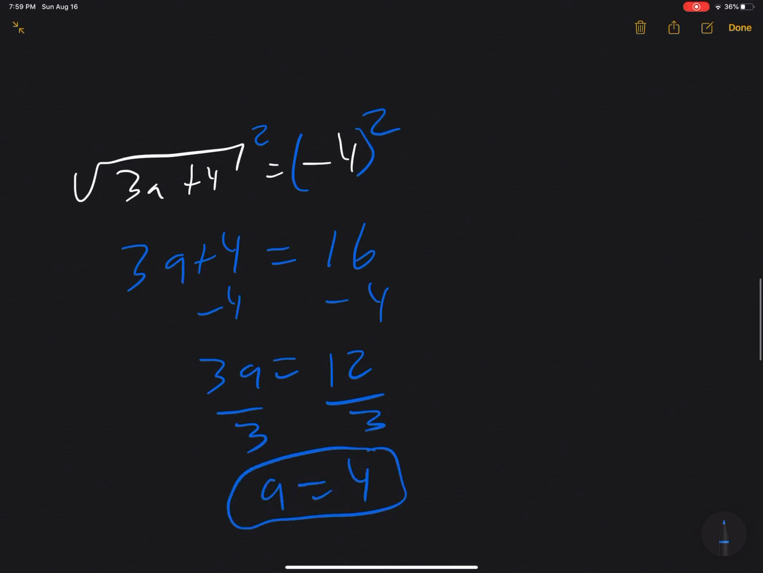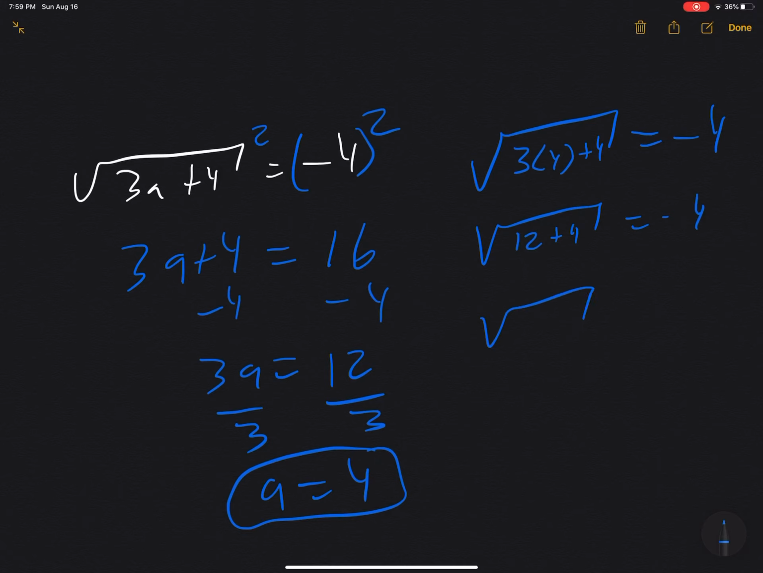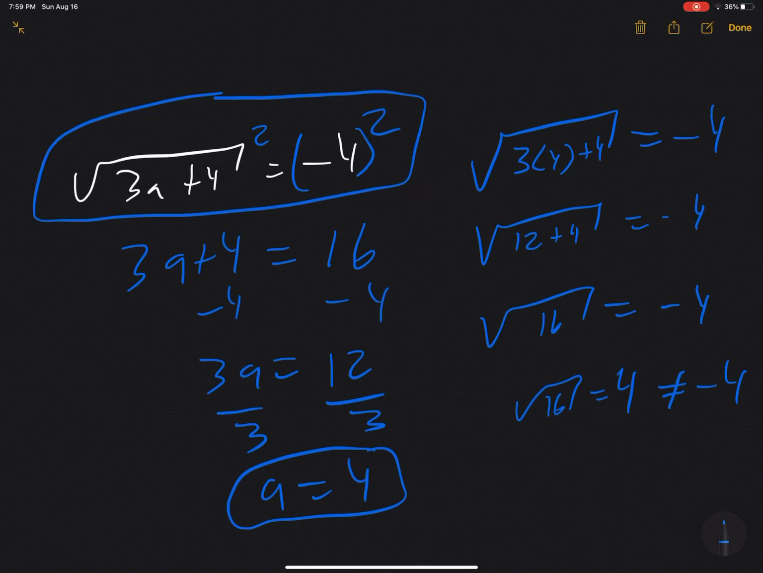It seems like we don't have a problem, but what happens if we plug this 4 in? We get the square root of 3 times 4 plus 4 equals negative 4, or the square root of 3 times 4 is 12 plus 4 equals negative 4. The square root of 16 equals negative 4. But we know the principal root of 16 is going to equal 4, not negative 4. So this equation actually doesn't have a solution for us. This is not going to give us a good enough solution to keep.